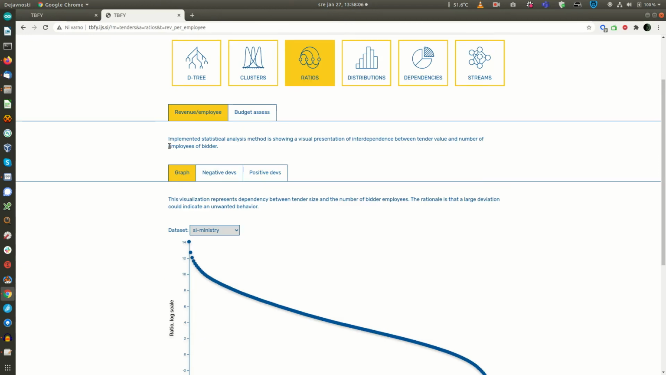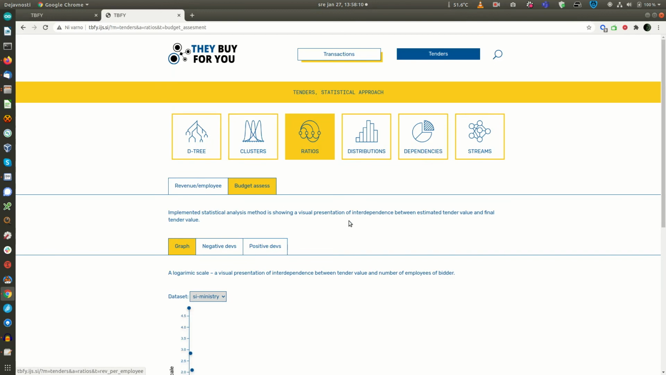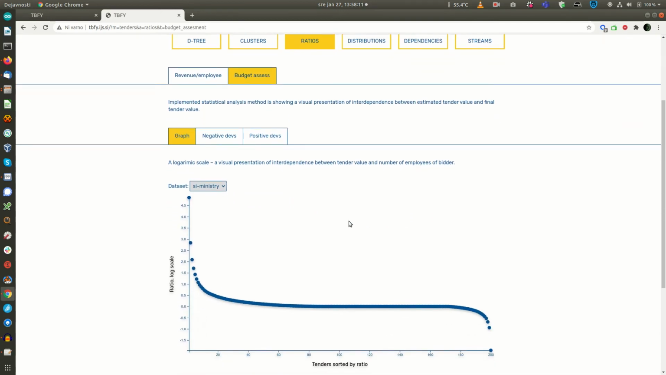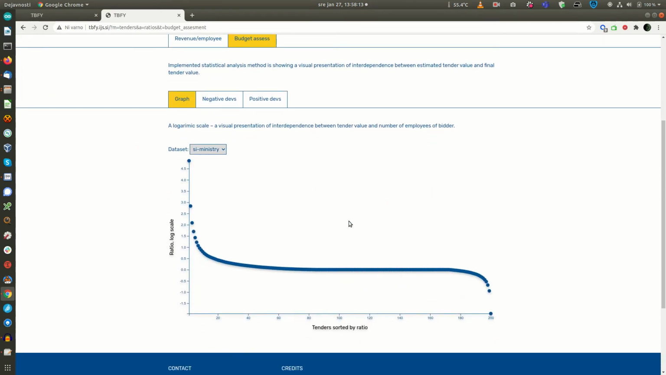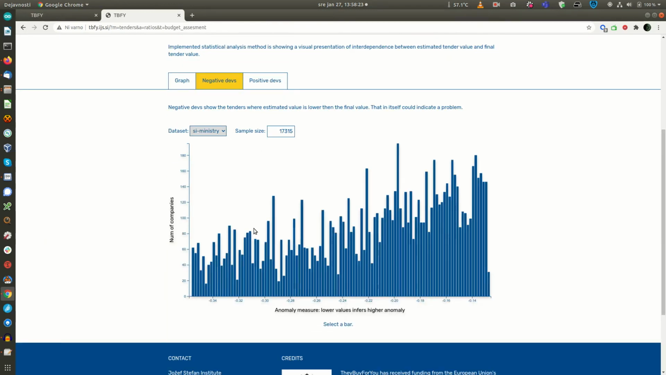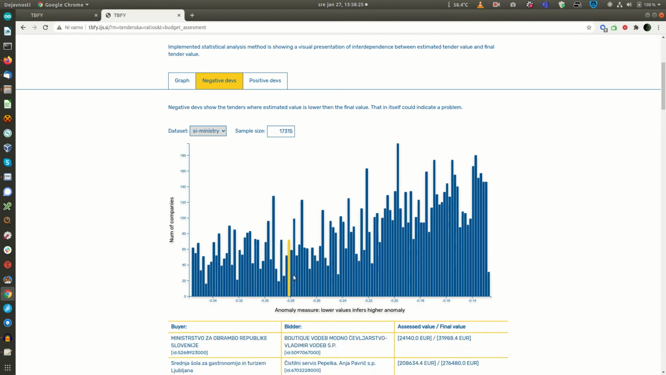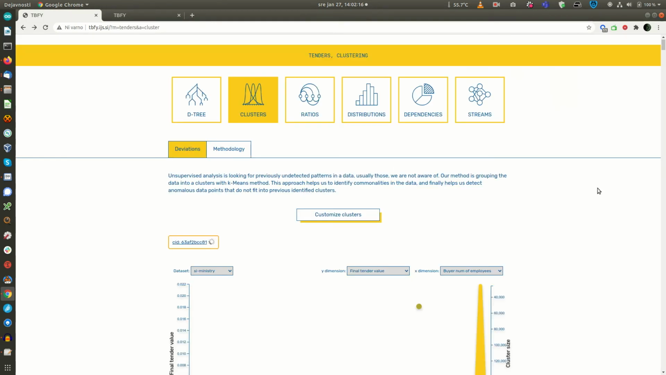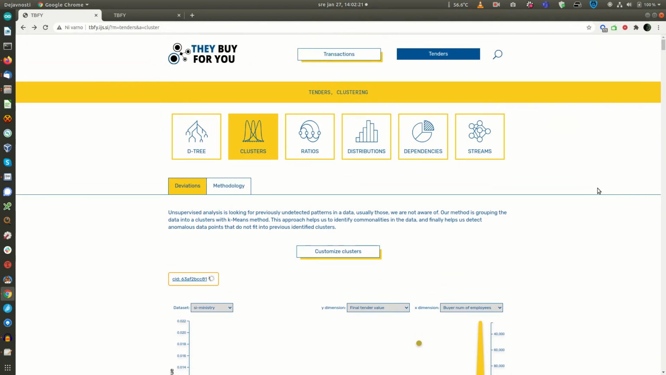Another analysis to detect anomalies is budget assess. Here we are comparing the overall distribution and the company's own distribution of number of bids received per tender. We can also compare the distribution of the difference between assessed and final tender value. We have implemented several supervised and unsupervised analyses.